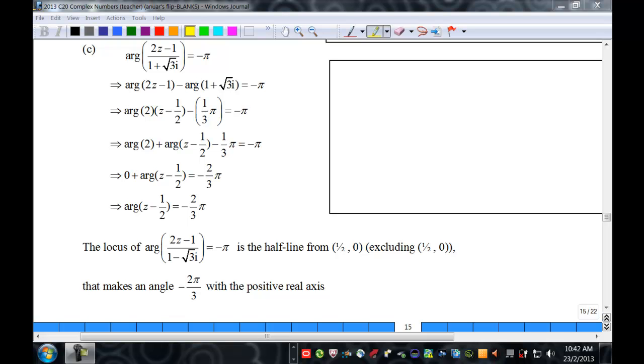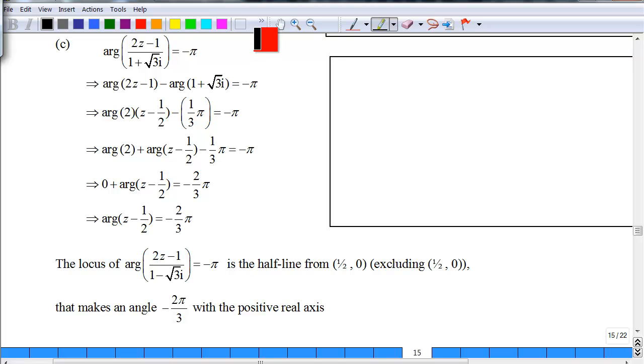Okay, let's look at example 33c. Alright, so we're supposed to draw the half line, but oh no, this is a form which you have never seen before. So what you need to do is rewrite it in the standard form, and let me quickly write what the standard form is again for you, which is argument of z minus (p plus iq) equals theta. Right, so we realize that in this question the coefficient of z is 2. Alright, and then in the denominator you have another complex number. So what we need to do is actually get rid of this.